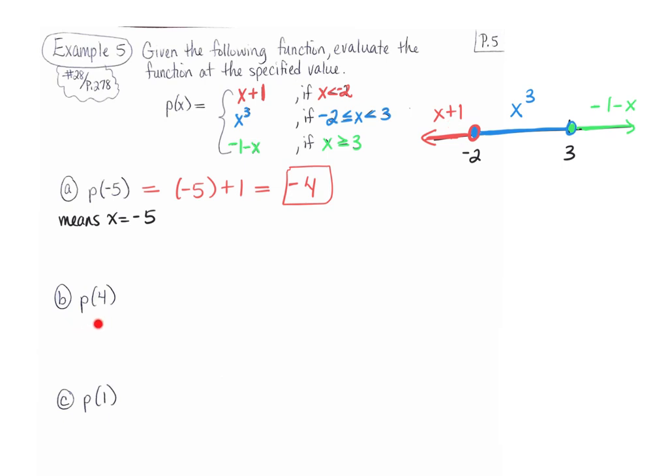For P of 4, where does 4 fall into? Equation 1, 2, or 3? 3. Good. 4 is over here in the green portion. This means x is equal to 4, which means we use the green part of our function, which is -1 minus 4. -1 minus 4 is -5. Good. So we get -5.